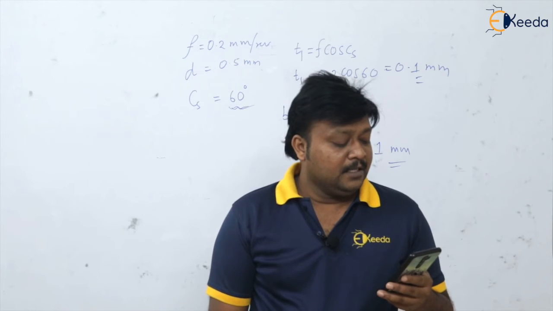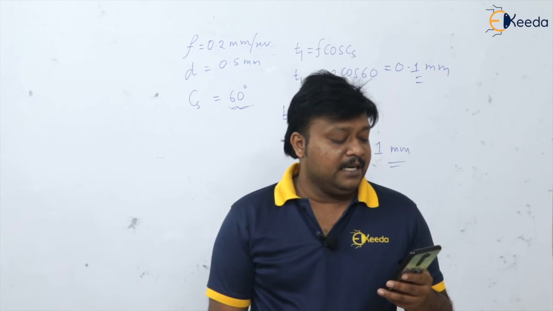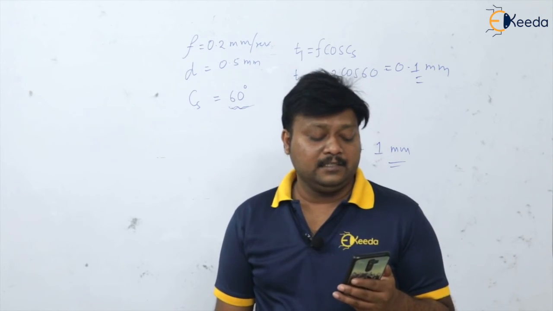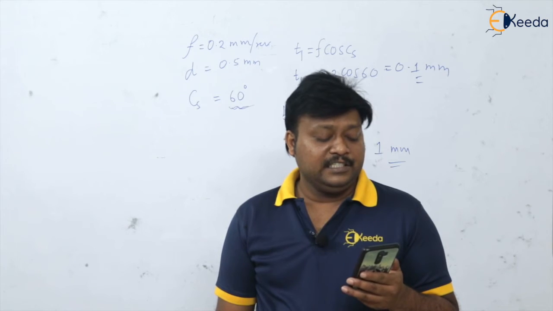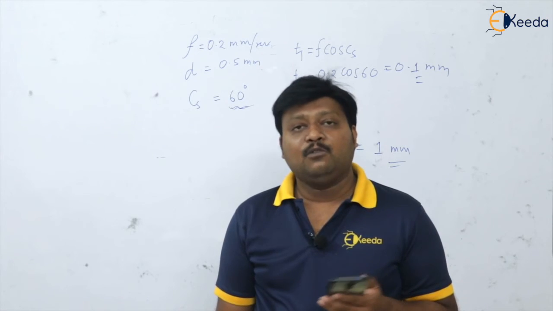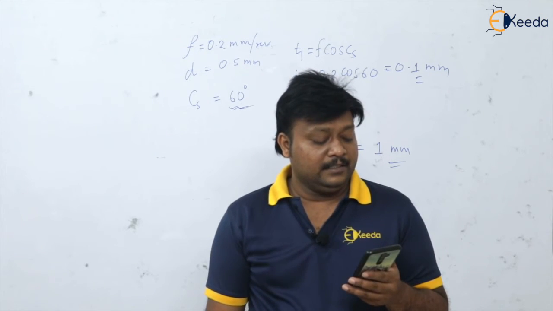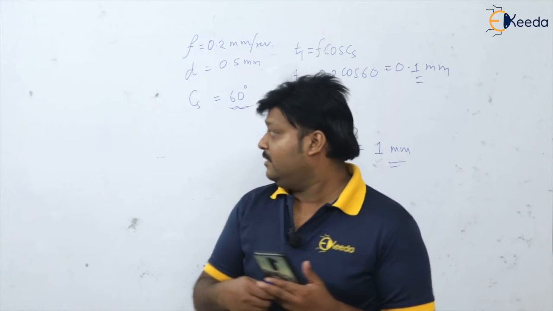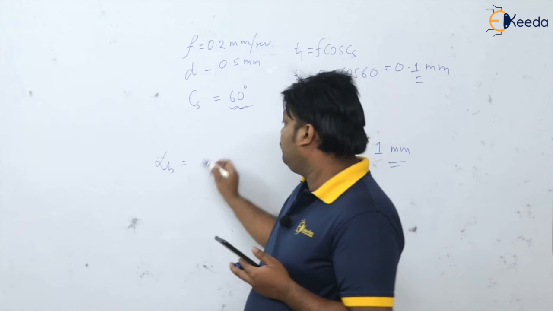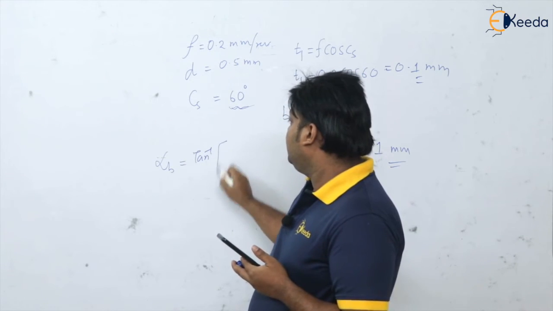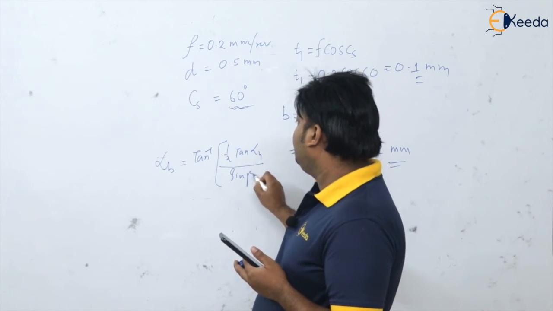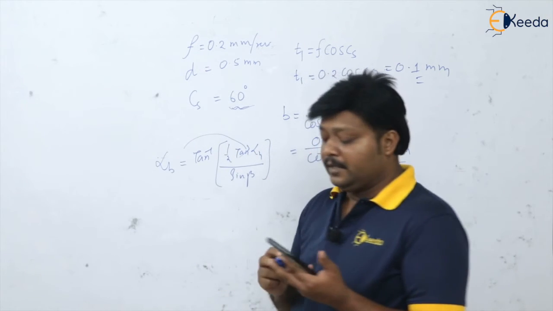Next question. The angle of a twist drill that determines its rake angle: lip relief angle, chisel edge angle, helix angle, or the point angle. We know how to calculate this. The angle which determines the rake angle. We know the formula, that is alpha b for the twist drill is equal to tan inverse of half of tan alpha h divided by sine beta. So it is basically dependent upon the helix angle.